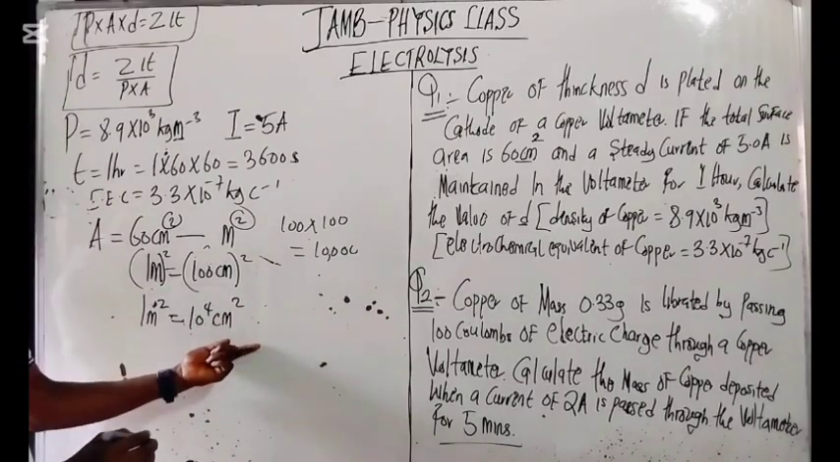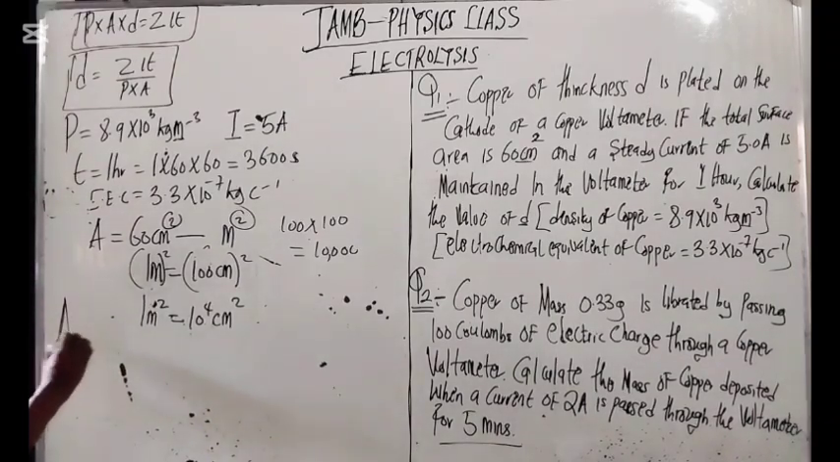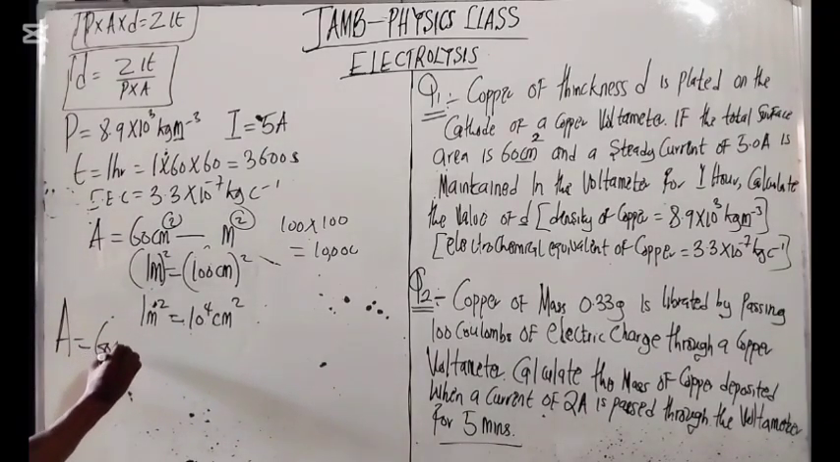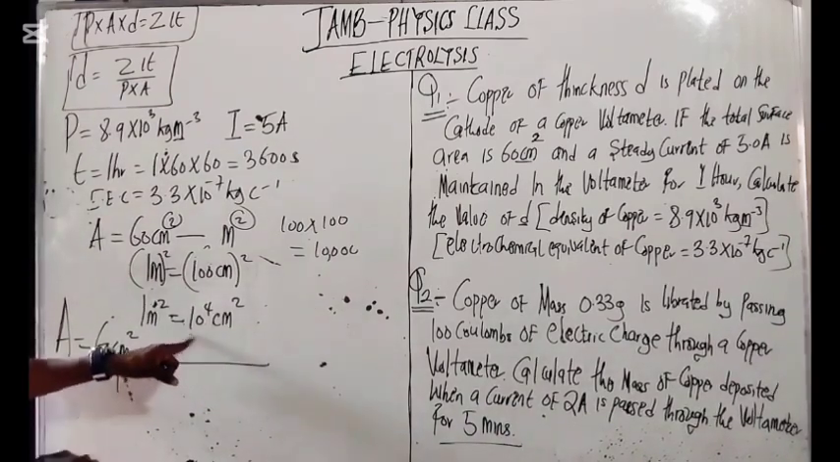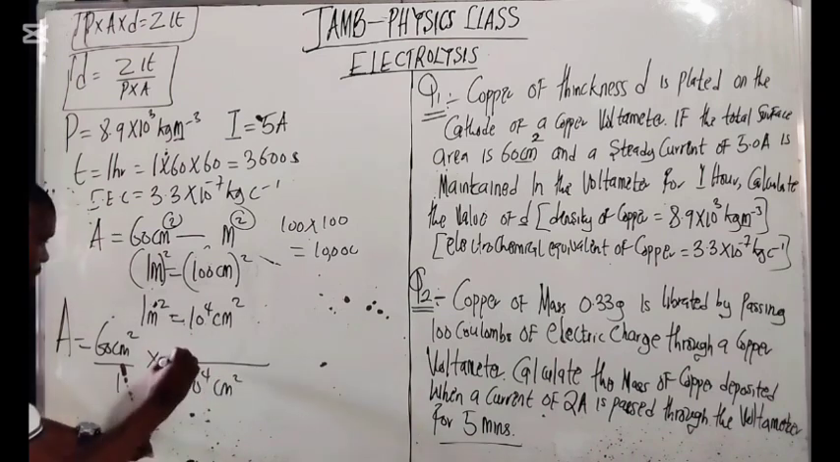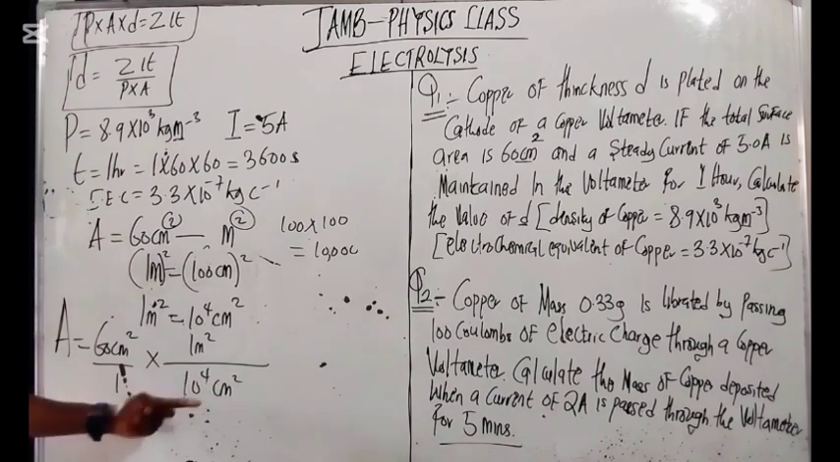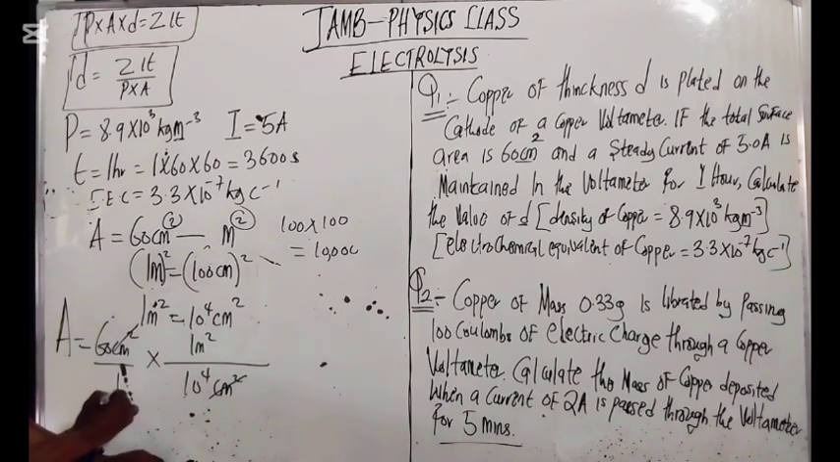This is that. What do you understand? So my area now equals 60 centimeters square over 1 times, with the centimeter going down here. Here we have 10 raised to 4 centimeters square, and here we have 1 meter square. The reason why I arrange it like this is so that centimeter square cancels with centimeter square, right?